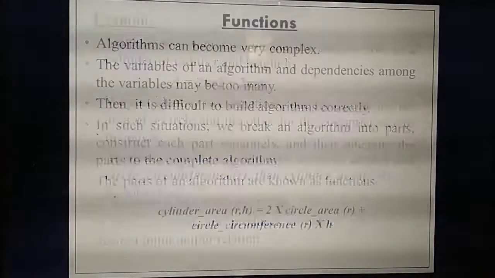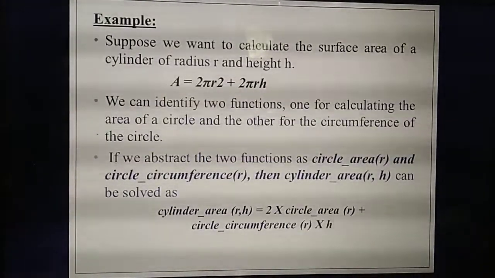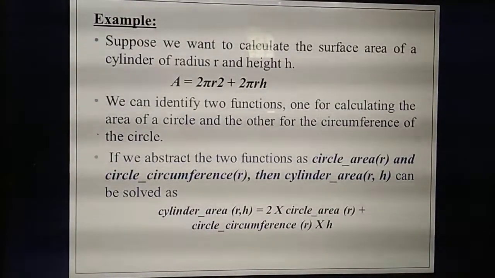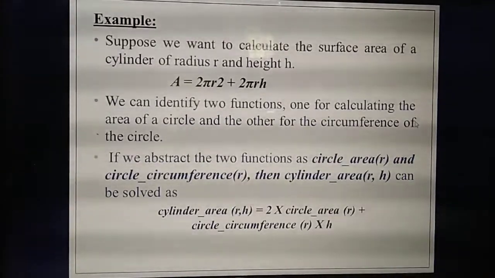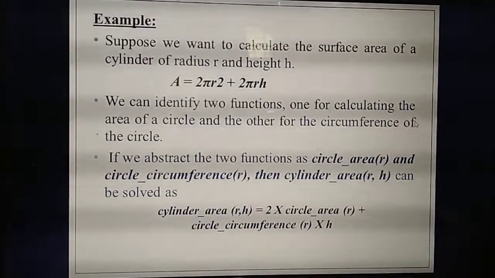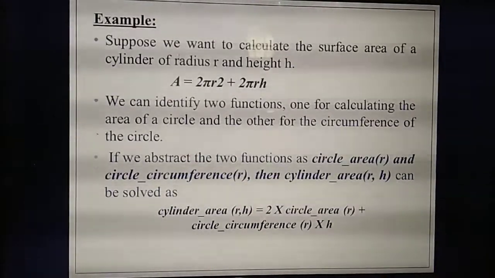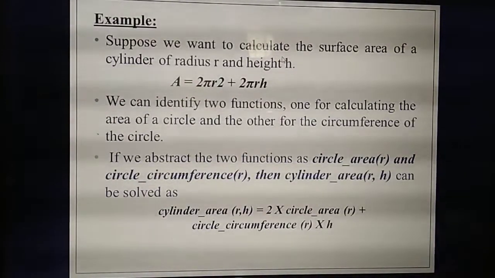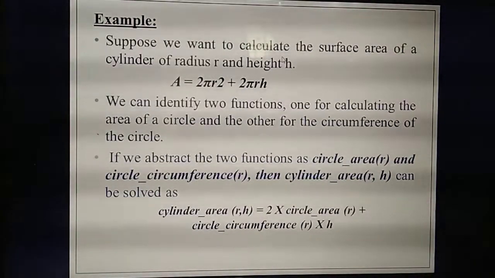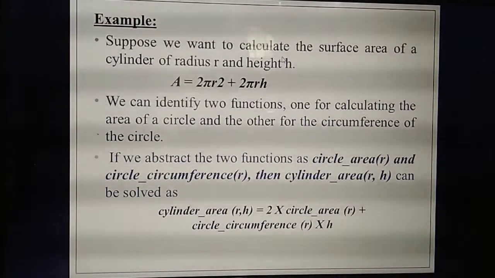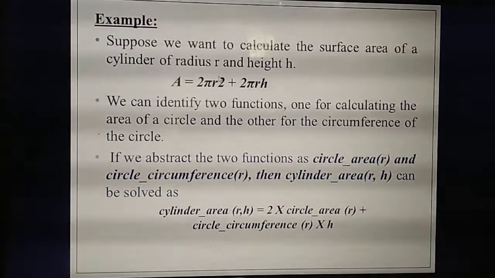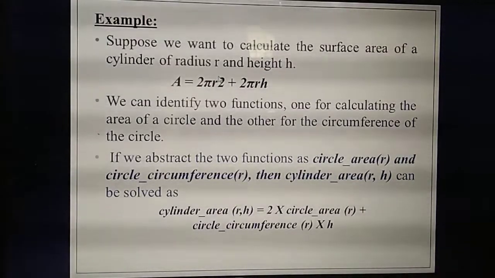Okay, so please listen. For functions, they are giving one example. You are going to calculate the surface area of a cylinder. What's the formula for the surface area of a cylinder? 2 pi r square plus 2 pi r h. Instead of calculating the full formula in the same line, they are splitting it into two.